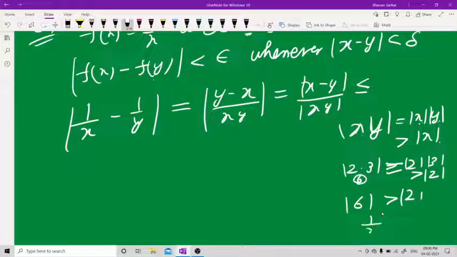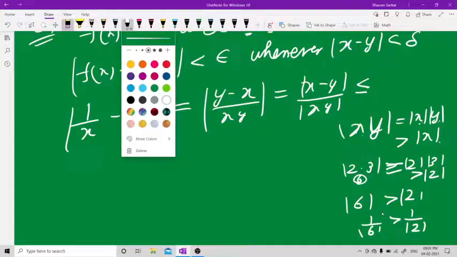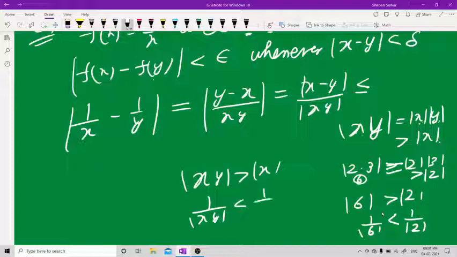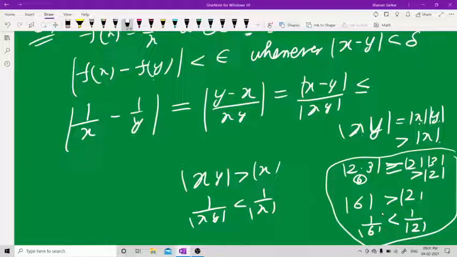I can say 1 upon mod 2 is greater than 1 upon mod 6. If you take the reciprocal, the inequality will change. Let me write it here this way, otherwise you people will get confused. Let me write 6 here and 2 here. So 1 upon 6, similarly 1 upon mod xy. So you see, here I am doing it: mod x mod y is greater than mod x, so 1 upon mod xy is less than 1 upon mod x. You can see this using the concept that I've used here.